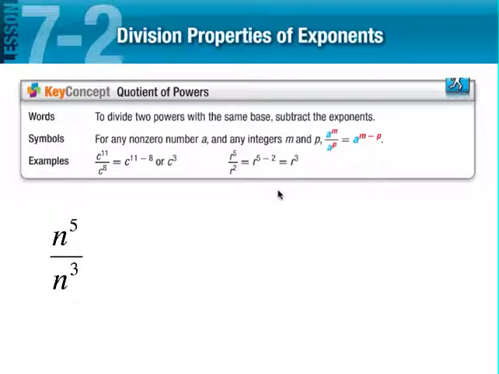happens when you multiply two terms. Now we're going to talk about what happens when you divide two terms. And so when you divide two terms, essentially what you do is you subtract their exponents. Okay, let's look at this visually.